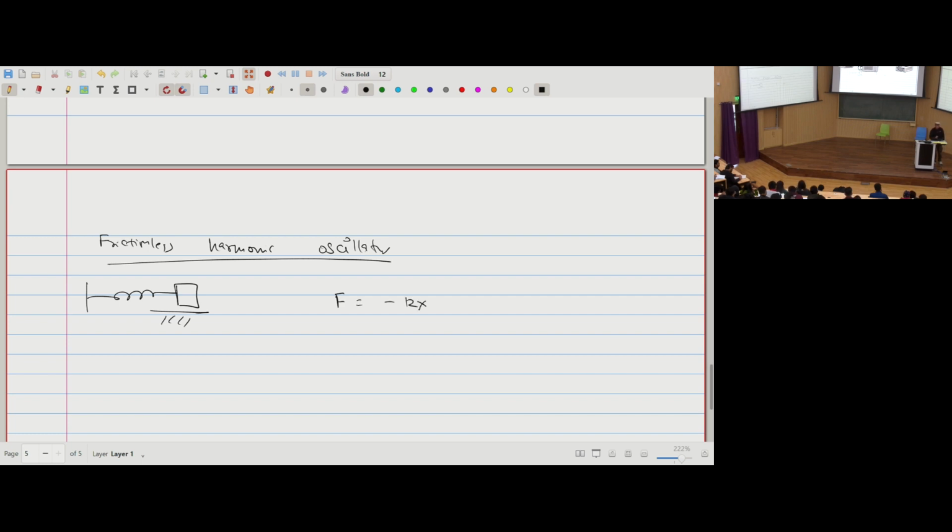So if it's a frictionless harmonic oscillator without any external forcing, F is equal to minus kx and F is equal to mass times the acceleration. So that gives us m x double dot plus, there is no term for x dot, plus kx is equal to 0.